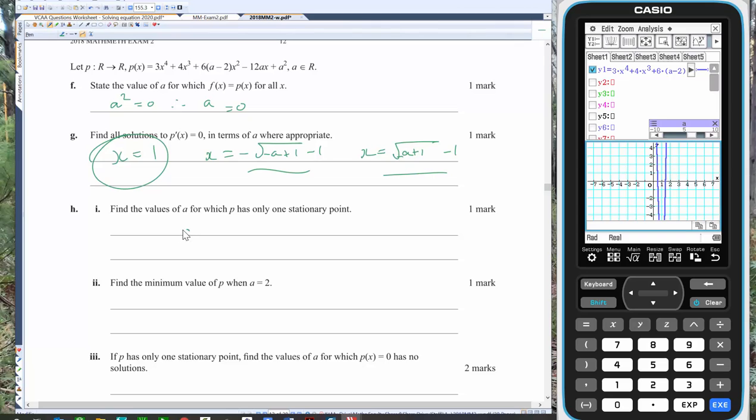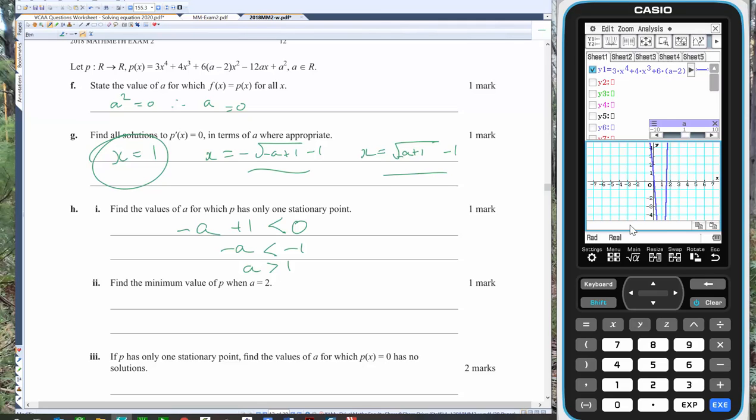And so we're going to say that let's see if we can make negative a plus 1 less than 0, okay? And that'll mean that we attempt to find a square root of a negative number, which doesn't exist in the real number system. So negative a less than -1, a greater than 1. And so it's going to be for values of a greater than 1 for which we only get the one stationary point. And that seems to be reflected in what's happening in the graph over here.